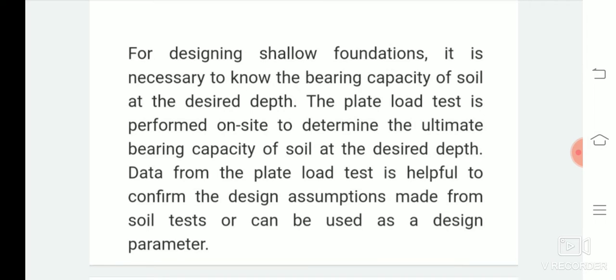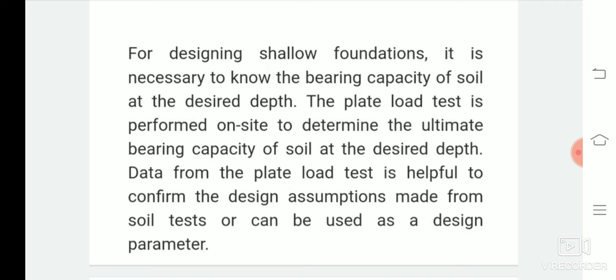Hello everyone. Today we are going to start another topic on bearing capacity, that is plate load test. So what is the significance of plate load test or why this test is being carried out? Mainly the plate load test is a field test and it is conducted to determine the ultimate bearing capacity of the soil as well as the probable settlement under a given loading.